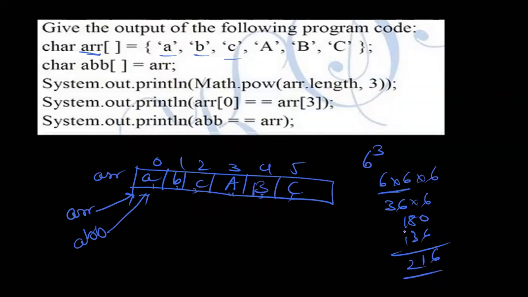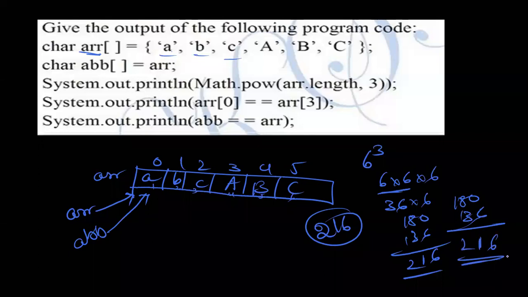Okay, 6 cube value is 216. Once you can confirm it: 6 sixes are 36, 36 times 6 means 3 sixes are 18, so 180, plus 6 sixes are 36, so in total if you sum up, 216. So what do you have to answer? 216.